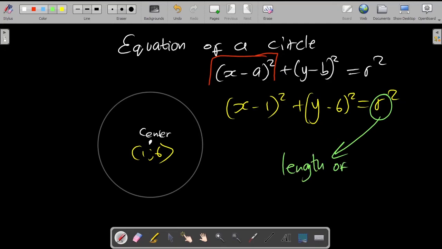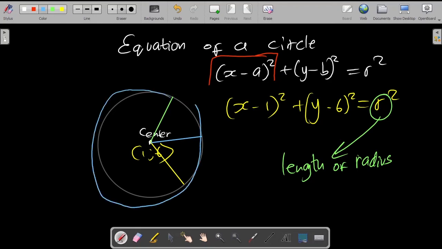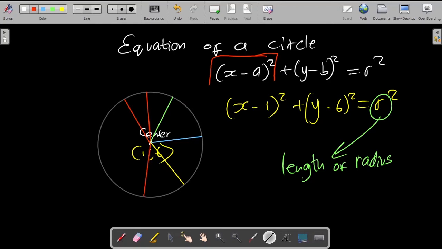Length of radius. Your radius is literally any line that moves from the center to the circumference, being any point on the outline of the circle. Any line, doesn't matter where it is or which direction it goes, as long as it originates from the center and goes to the circumference, it is a radius. So if you have a point on your circumference and you know the coordinates of your center, you can find your r. Any of these ones can give you the r.